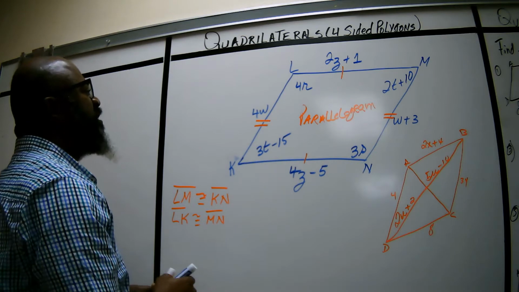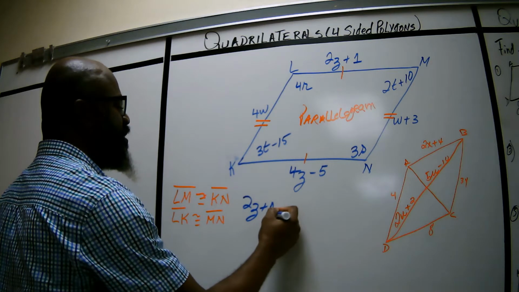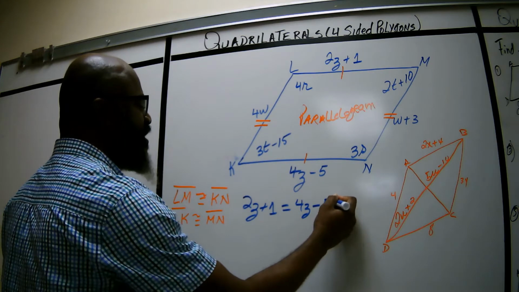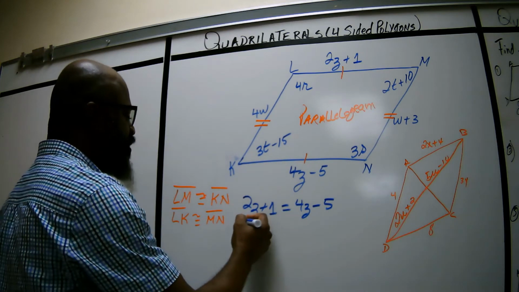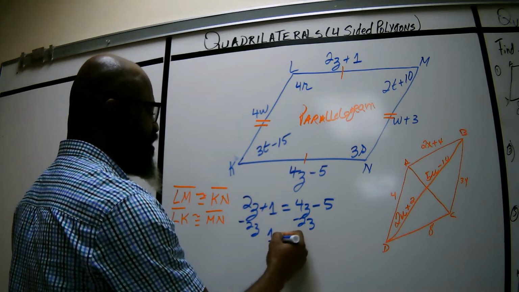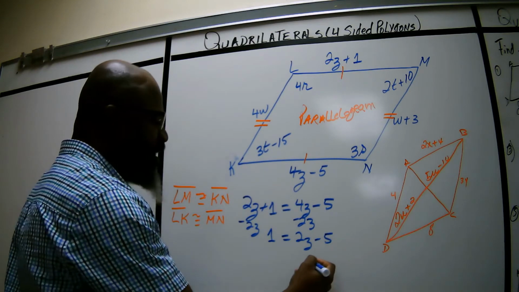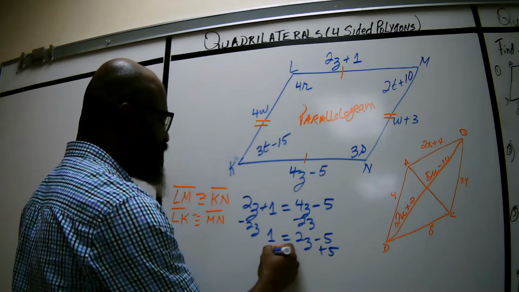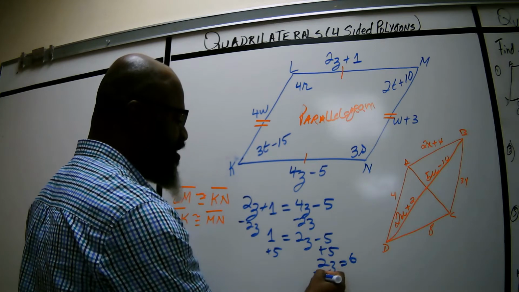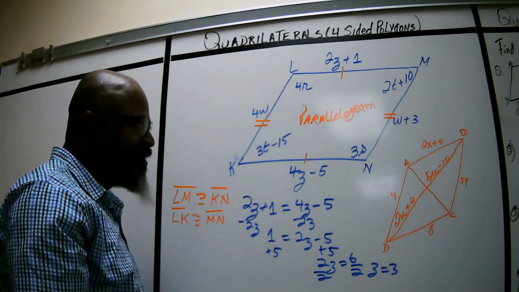You will end up with, let's solve for Z, 2Z plus 1 is equal to 4Z minus 5. In this case, you're going to subtract 2Z from each side. You will have 1 is equal to 2Z minus 5, and add 5 to each side. You will have 2Z is equal to 6, divided by 2. In this case, Z is equal to 3. So we're done with Z.